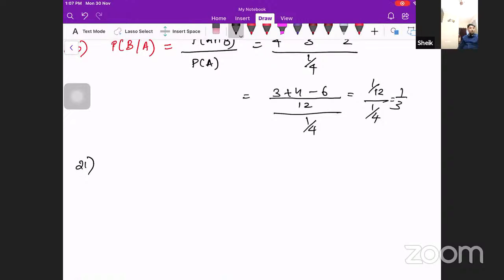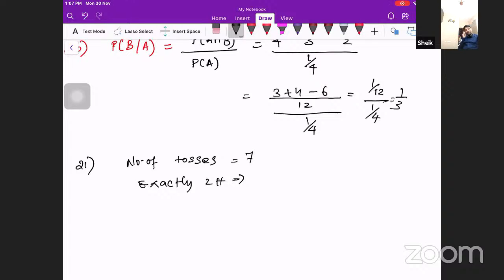Sum number 21. What is the probability of getting exactly 2 heads in 7 tosses of a coin? Look at this. Number of tosses is 7, and exactly 2 heads. Probability we need to find out.